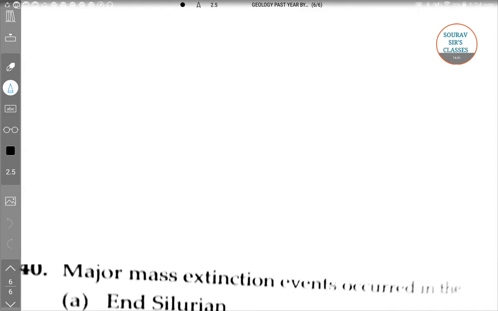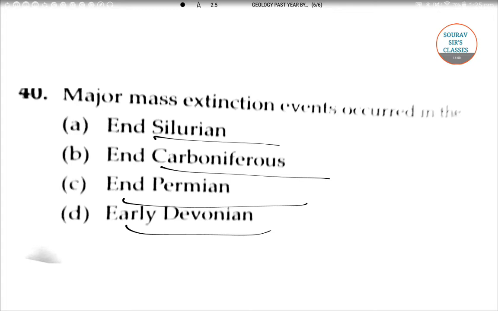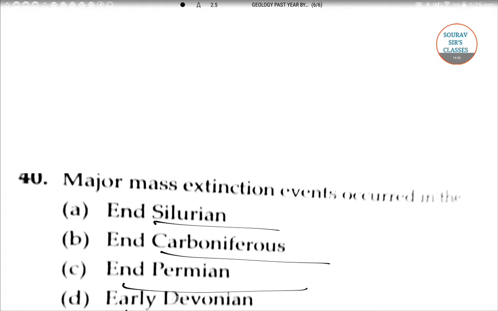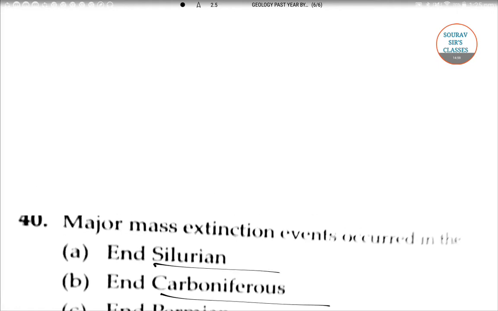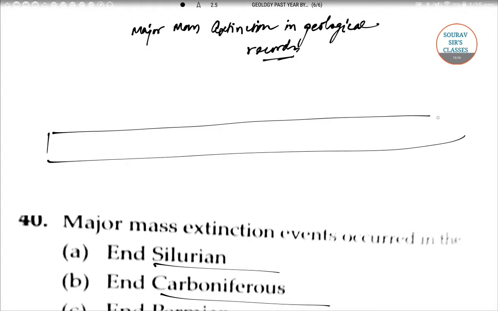The next question is, major mass extinction events occurred in the end Silurian, in Carboniferous, in Permian or early Devonian. So again we have to look at a sequence. I will give a diagrammatic representation for this, that where major mass extinction occurred in geological records.